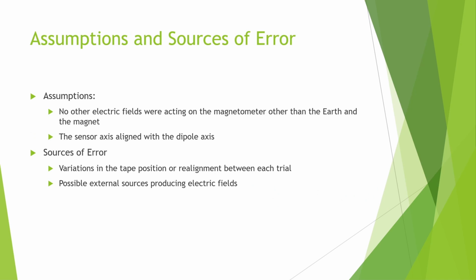Some assumptions that we made going into this lab would include that there were no other electric fields acting on the magnetometer other than the Earth and the magnet, and that the sensor axis was aligned with the dipole axis. Some potential sources of error that could have occurred while doing this experiment were variations in the tape position, or realignment between each of the trials that we did, just human error. And then possibly external sources of different metals or anything producing certain electric fields that could possibly interfere with the experiment.